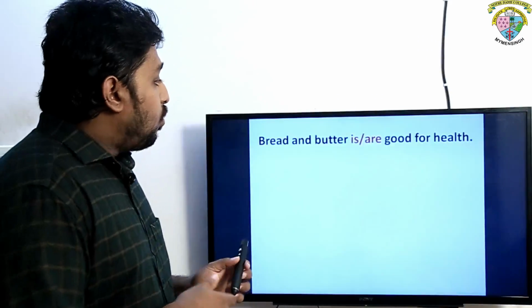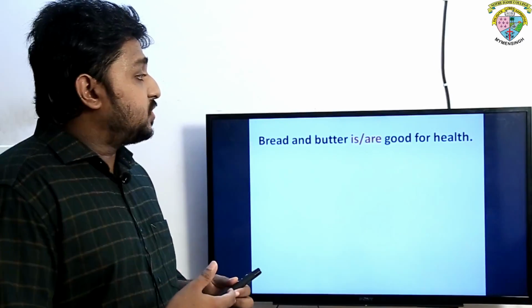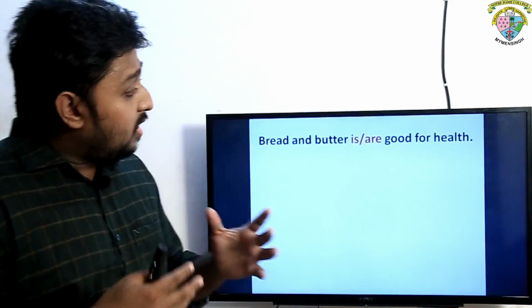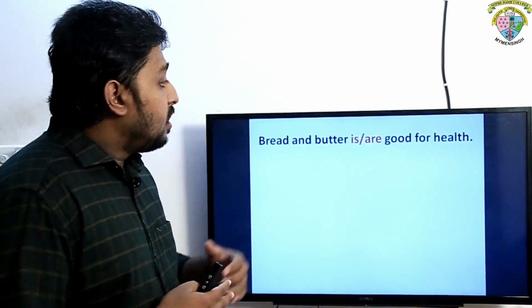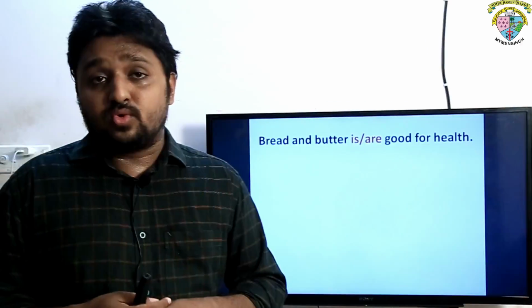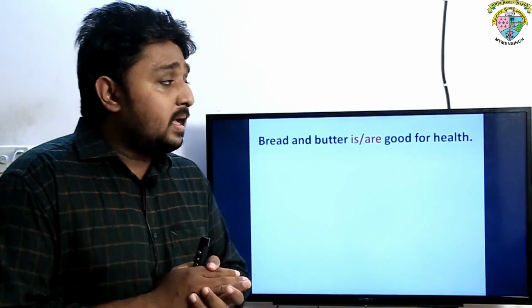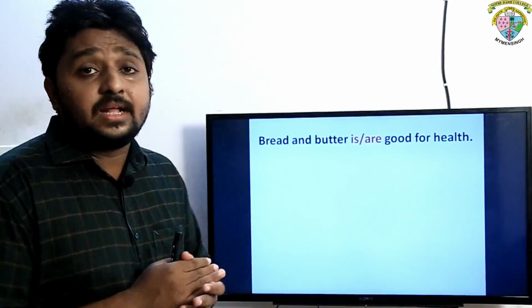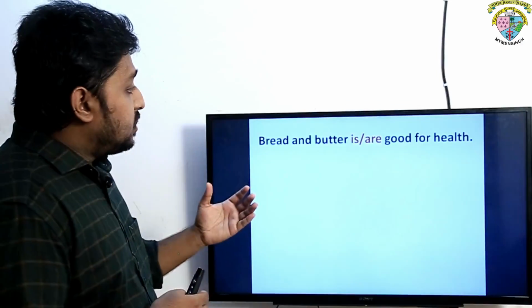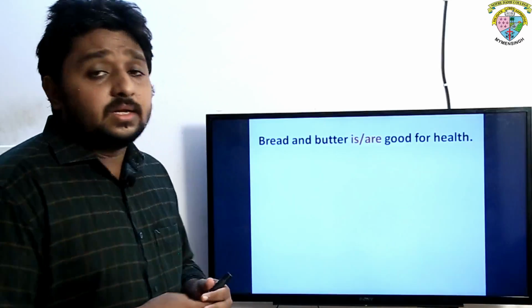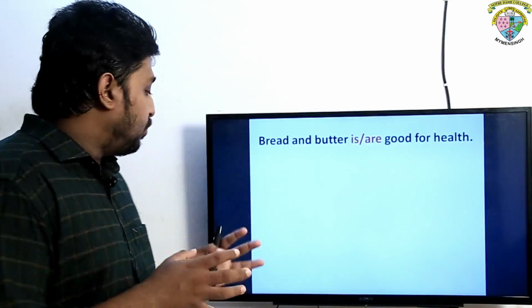Now guys, let's move to the next one. Can you tell me what the answer will be? Bread and butter is or are good for health. Here we get two options: one is a singular verb and another is a plural verb. According to the last rule, the answer might be are. Why? Because we can clearly see that bread and butter are two subjects connected with and.